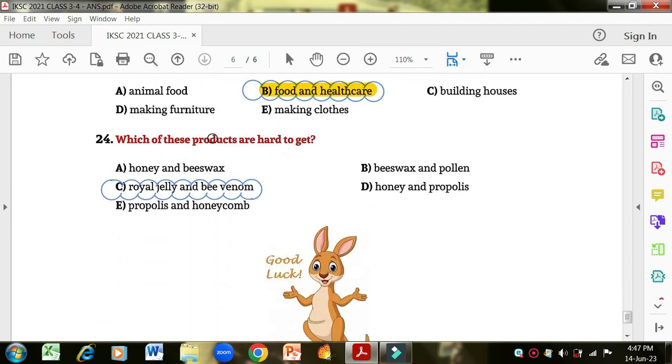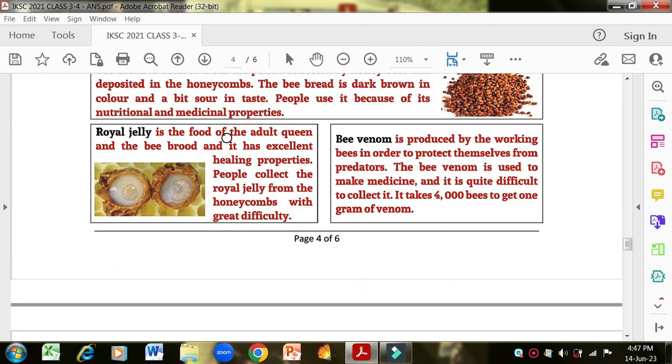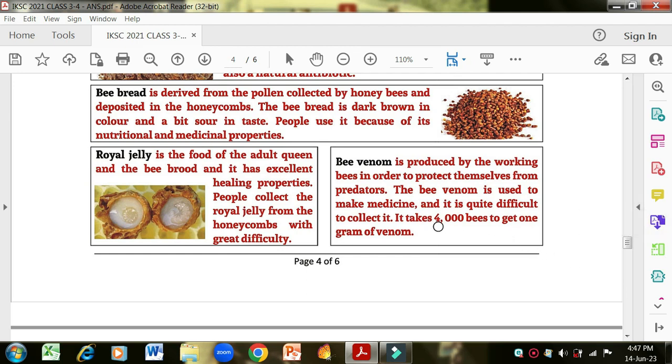Which of these products are hard to get? Honey and bee wax? No, these are easy to get. Then bee wax and pollen, honey and propolis, propolis and honeycomb. Yes, royal jelly and bee venom are very difficult to collect, and it is written in the explanation also. Here you can see that bee venom is the most difficult thing to collect. It takes 4,000 bees to get 1 gram of venom. The same is the case with royal jelly, which is collected with great difficulty.